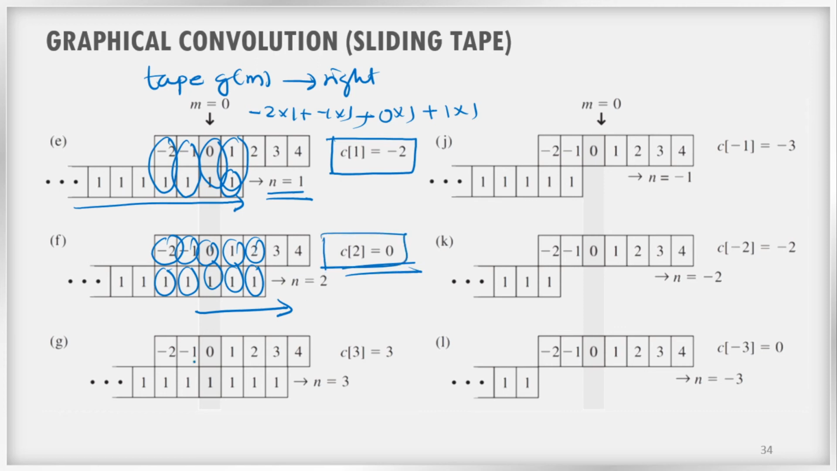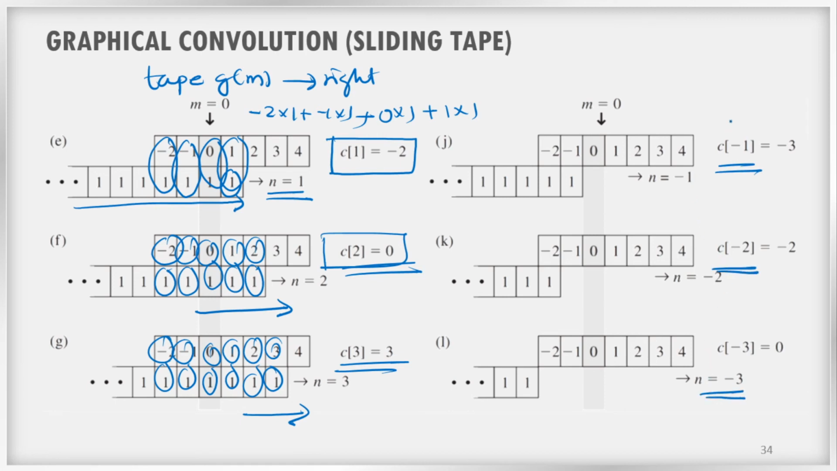So again I can do one more shift to the right side. So again overlap will increase. So again minus 2 into 1 plus minus 1 into 1 plus 0 plus 1 plus 1 into 1 plus 2 into 1 plus 3 into 1. If I add them all together, I will get C of 3 is equal to 3. So this procedure can be continued for C of minus 1, C of minus 2 and C of minus 3.